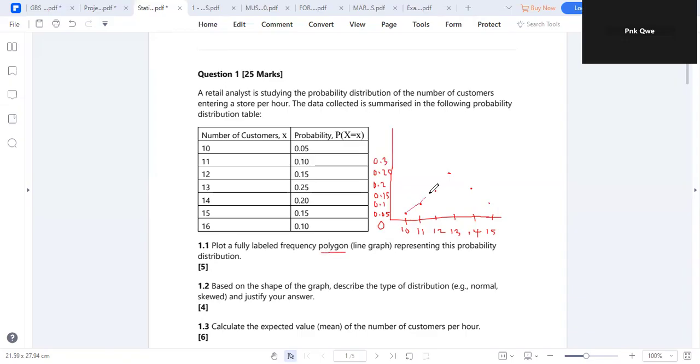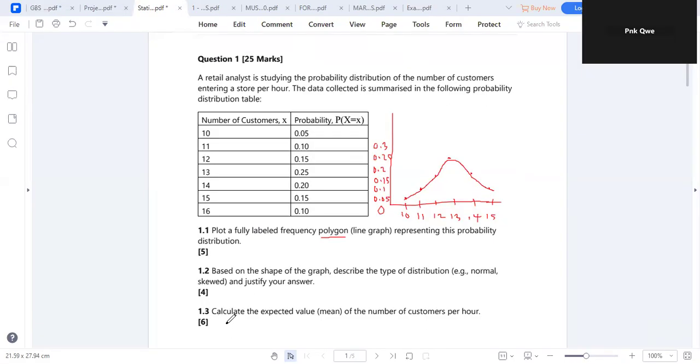So here, join that. If they say draw a line graph, just draw lines like that. That's what a line graph looks like. Are we together? Justify that the shape of the graph represents a normal distribution. Yes, it looks normal. And calculate the expected number of customers.